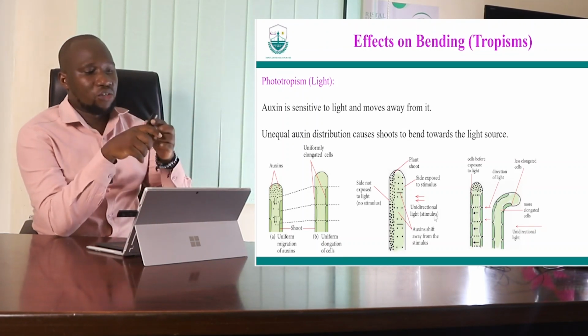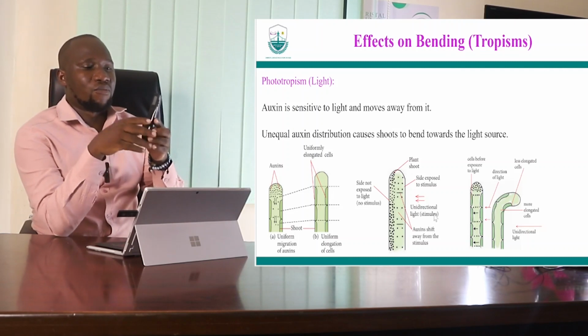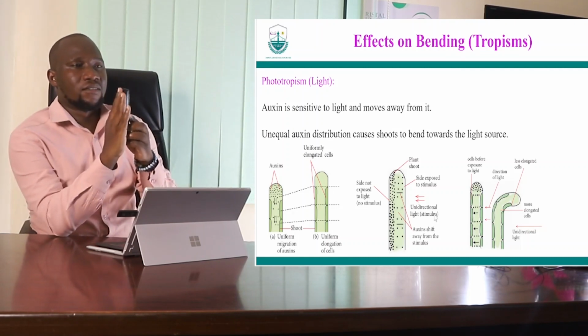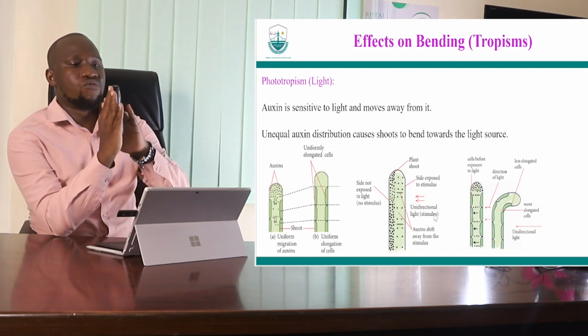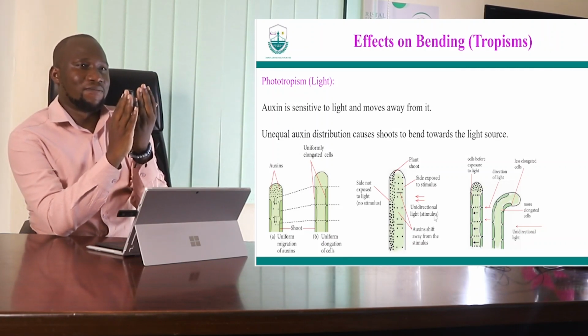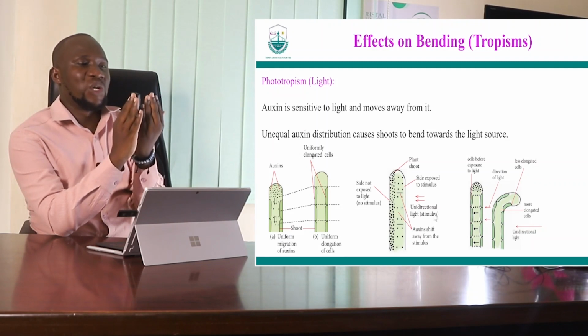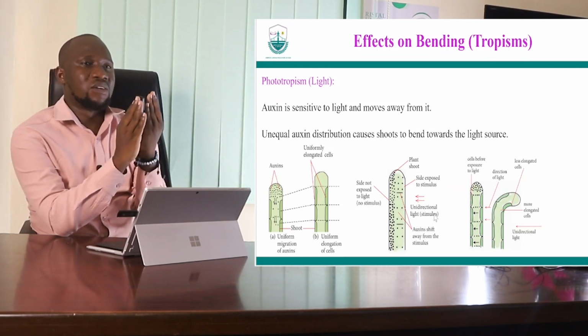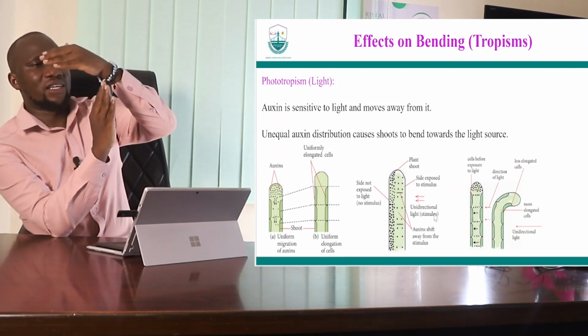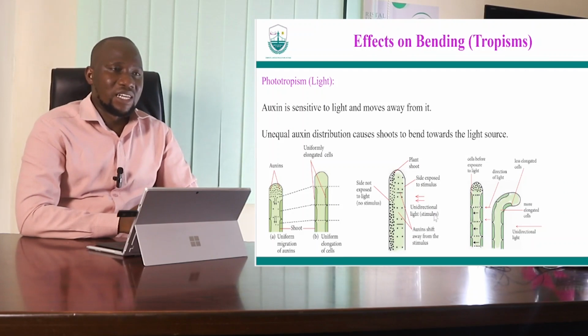So when the direction of the light is from this end, the auxins will move to this side. Okay, and when they move to this side, they cause more cell elongation on this side, and when there is more cell elongation on this side than this side, the growth will be towards that side. That's what we are basically saying.